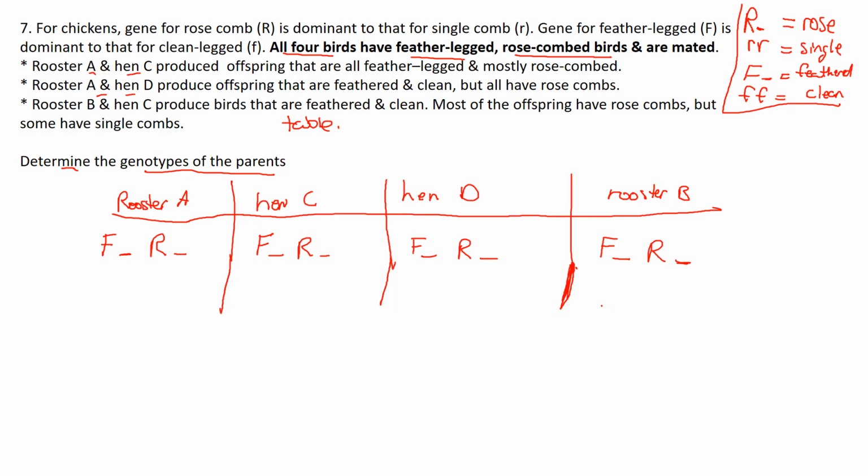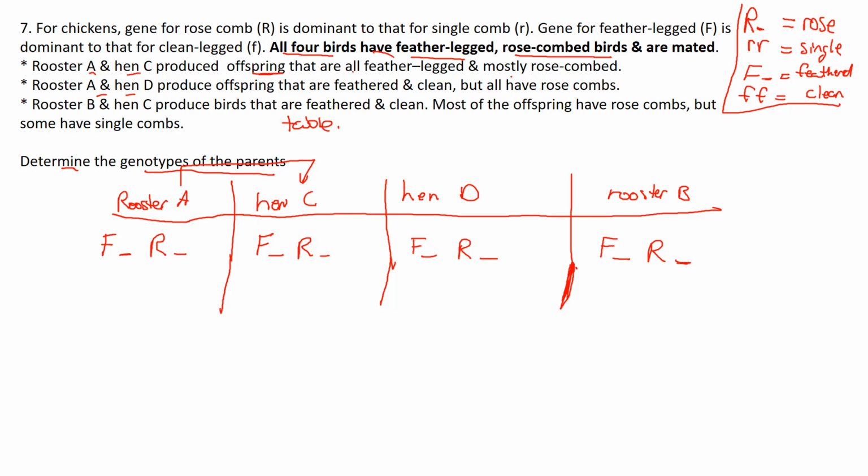Now we're going to go through the mates, or the pairing, and see what kind of offspring they produce. And of course what we're looking for in the offspring is not just any old offspring, but recessive offspring. We love recessive offspring. So it's saying rooster A and C are hooking up, and they produce some offspring. Doesn't say how many, but we don't care. All of them are feathered.